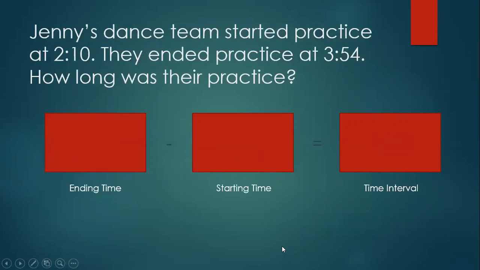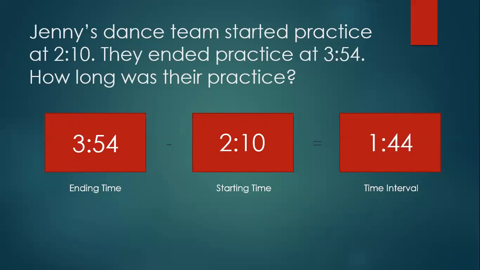Number 2, Jenny's dance team started practice at 2:10. They ended practice at 3:54. How long was their practice? So let's begin by putting in the ending time. So the ending time here is 3:54, and we're going to subtract the starting time, which is 2:10, from that ending time. So when we do our subtraction, we find that the time interval was 1 hour 44 minutes. So that's how long the dance team practiced for, 1 hour and 44 minutes.